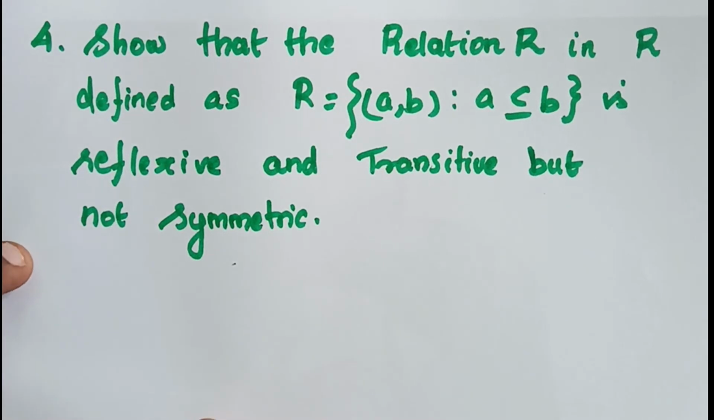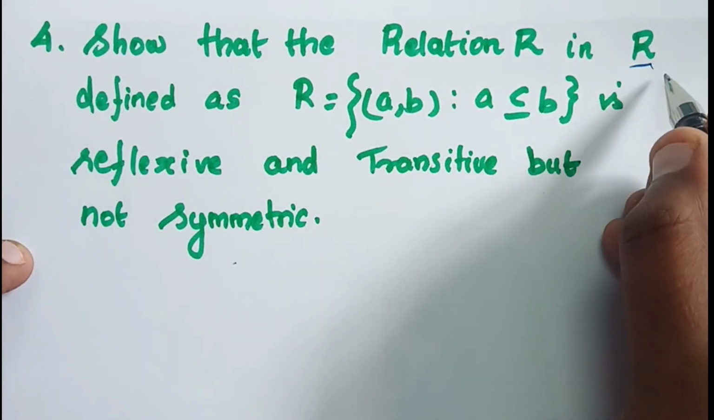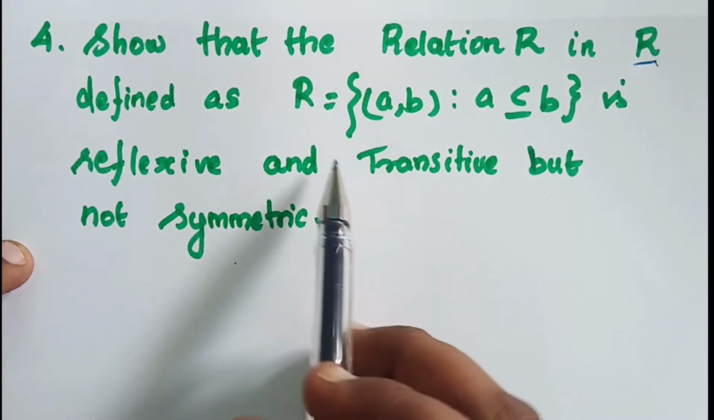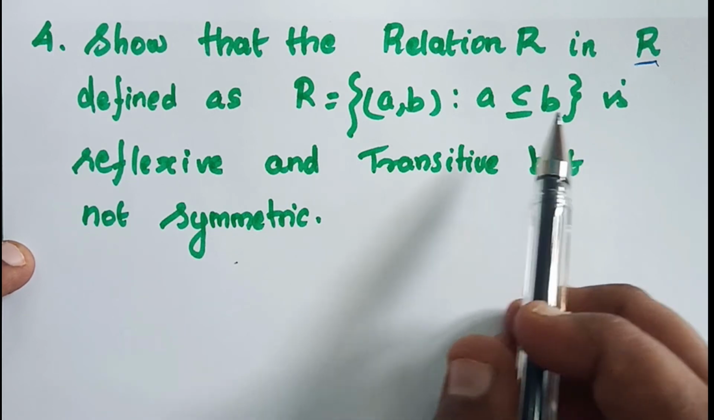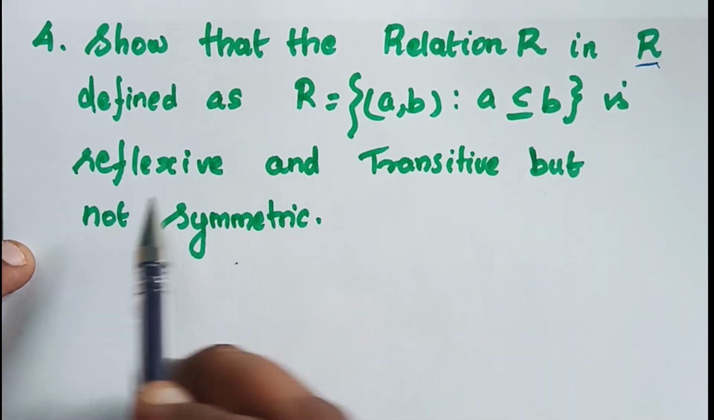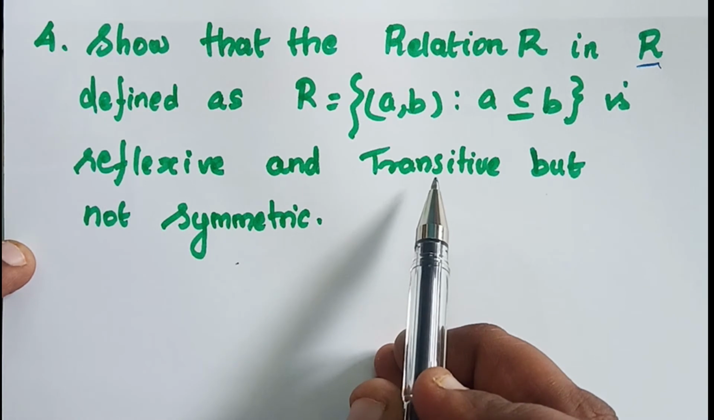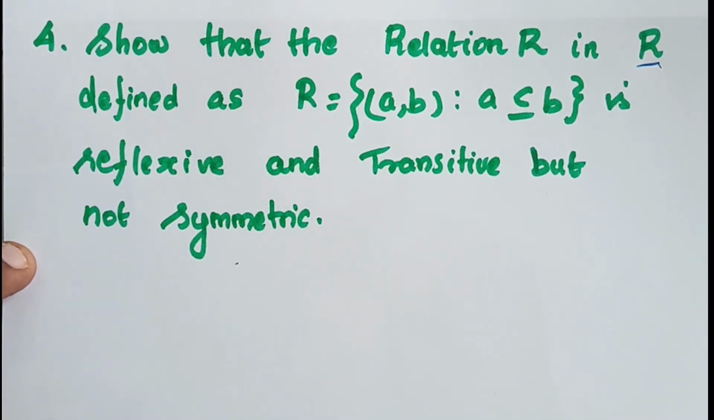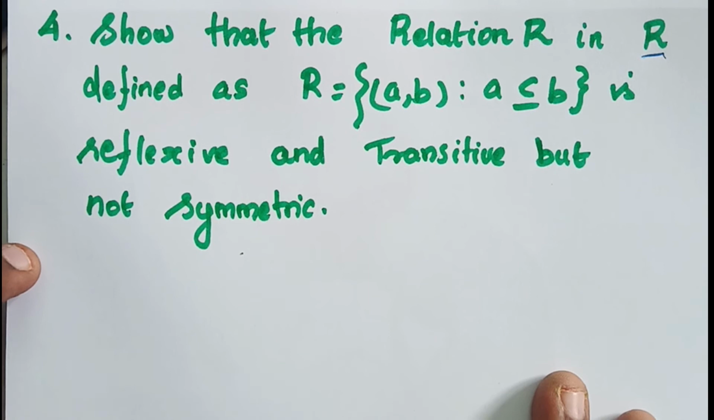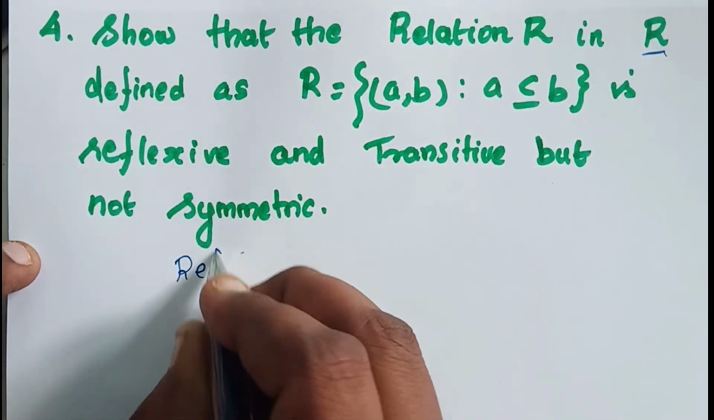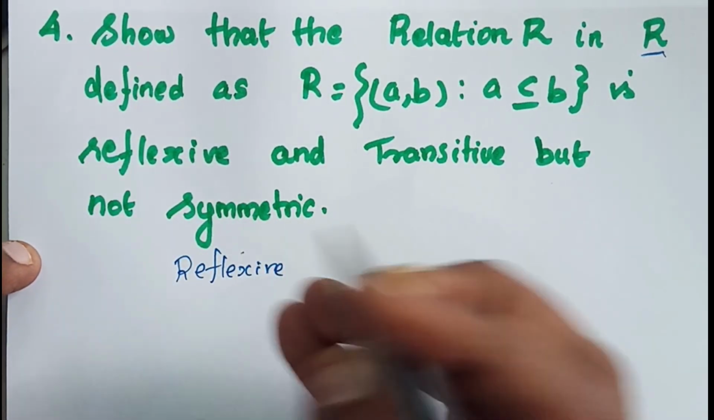Next, fourth question. In this question, it is given: show that the relation R in R, where this R means real numbers, defined as R is equal to (a, b) where a is less than or equal to b, is reflexive and transitive but not symmetric. We need to prove it is reflexive and transitive but not symmetric. First we need to prove the given relation is reflexive.